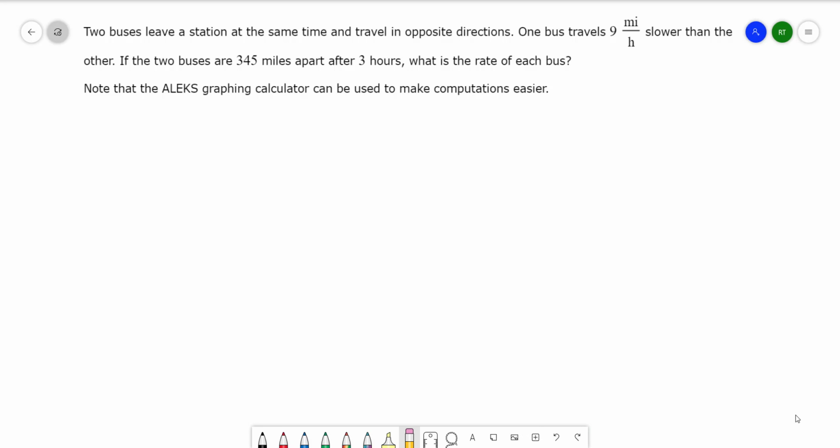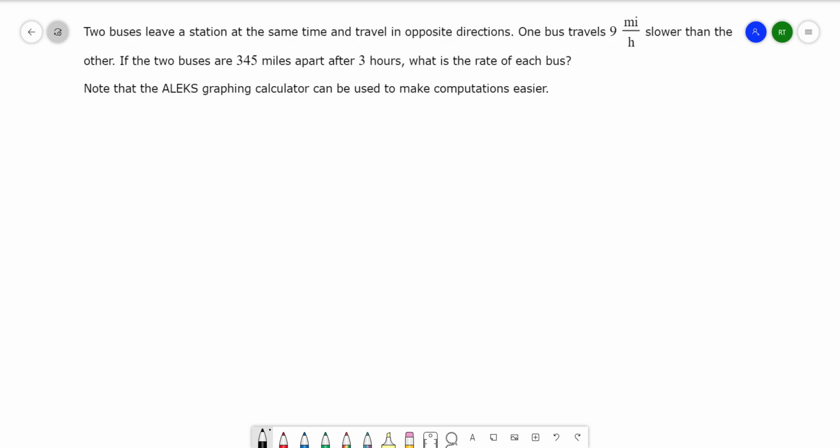We are going to review how to solve this distance, rate, and time problem. Keep in mind, these word problems take a lot of setting up, so be patient with yourself when you're trying to solve these problems. Don't try to rush through these, because these are probably one of the hardest topics you will work on in this course.